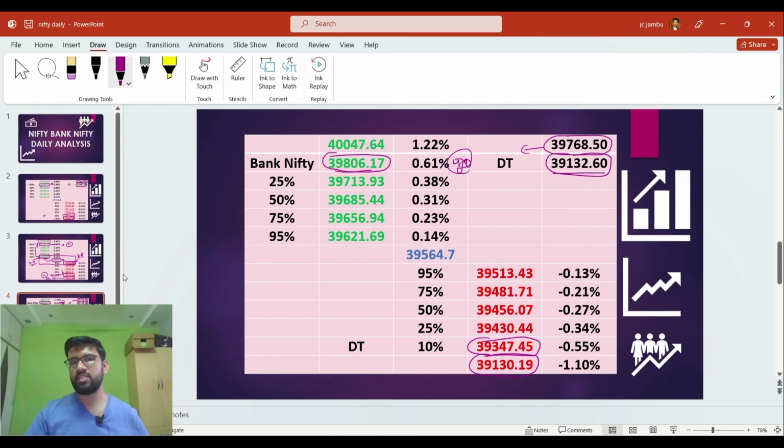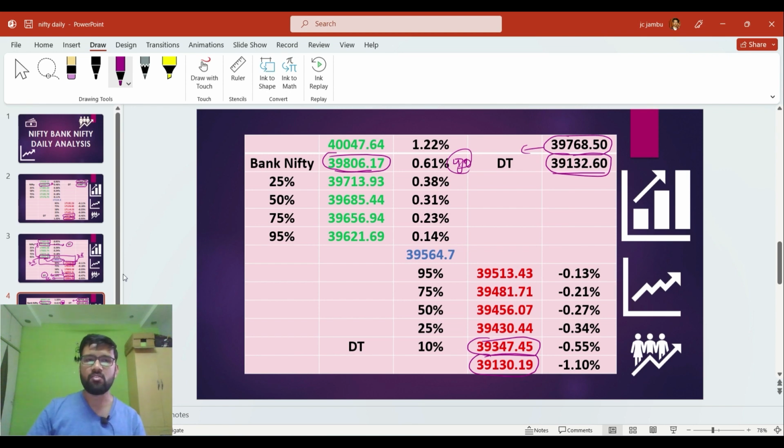So in today's session, Bank Nifty has given a good fall, and in yesterday's session we discussed that Bank Nifty will be very volatile for today's session. As per our discussion and analysis, in today's session Bank Nifty was very volatile. Bank Nifty went up and came down, and again it went up and closed in the middle in today's session. So as per our analysis, Bank Nifty has shown very high volatility.